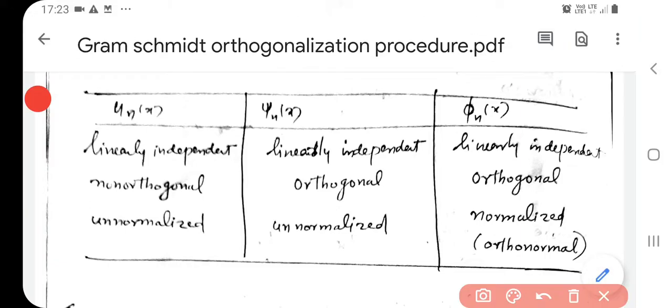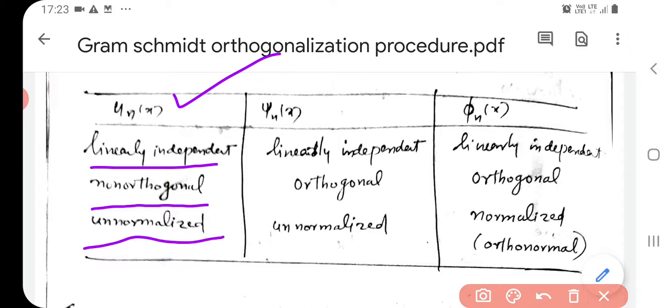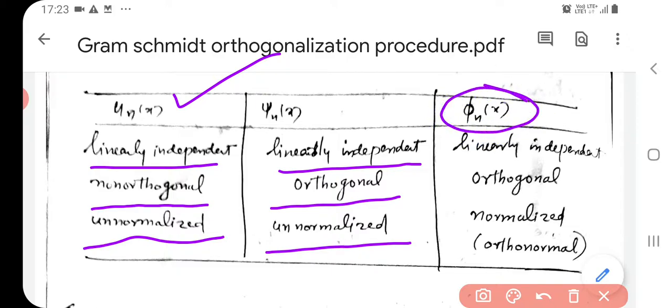We have un, which are linearly independent, non-orthogonal, and unnormalized. From that, we form linearly independent, orthogonal, unnormalized functions. And from this set, we form phi n of x, which are linearly independent, orthogonal, normalized. So that means we are forming an orthonormal set.